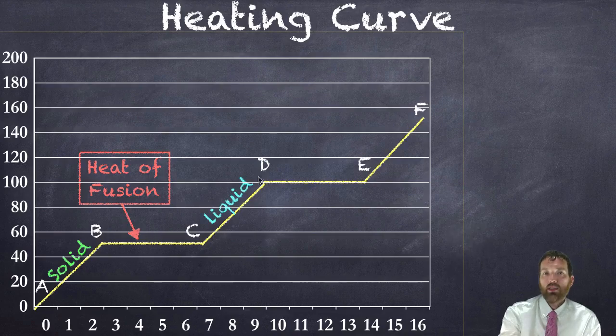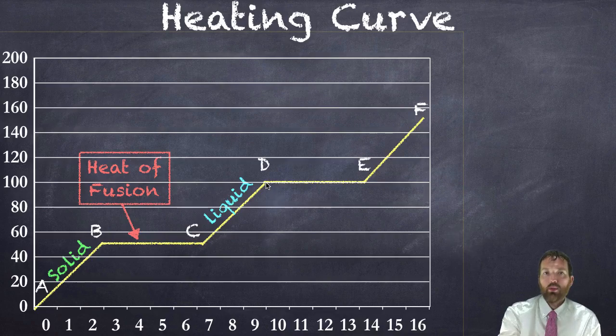Then we reach another slanted part, leg CD of this graph here. This would be when all of the melting is done. Well, by the time we get to C, now we are pure liquid, and the liquid is getting hotter over the next couple of minutes until we reach point D, and that would be at 100 degrees here.